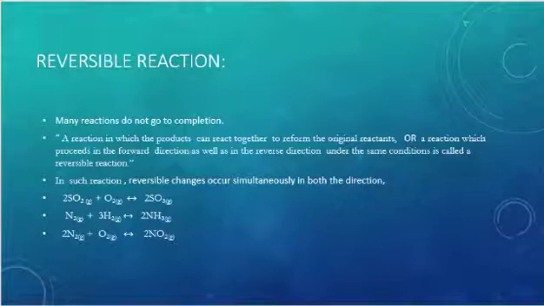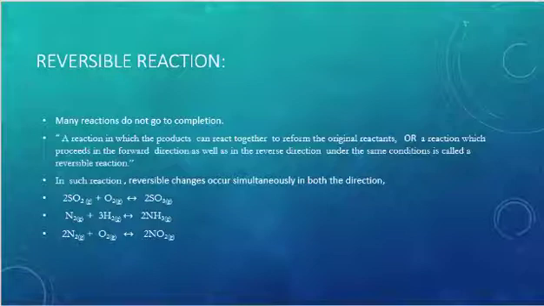Now, what is a reversible reaction? As in the picture you have seen, such a type of reaction in a closed container does not undergo completion; all of the reactants do not change into products. There are many chemical reactions that do not undergo completion. So how are we going to define a reversible reaction? A reversible reaction is a reaction in which the products can react together to reform the original reactants, or a reaction which proceeds in the forward direction as well as in the reverse direction under the same conditions. Under the same conditions means we have similar conditions of temperature, pressure, and volume in a reaction mixture. This is called a reversible reaction.